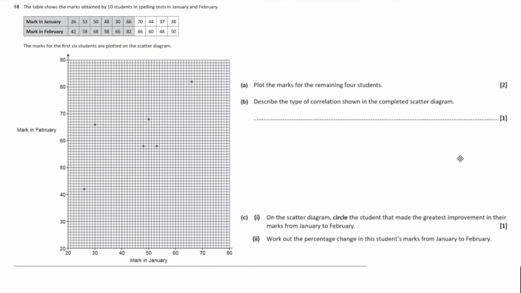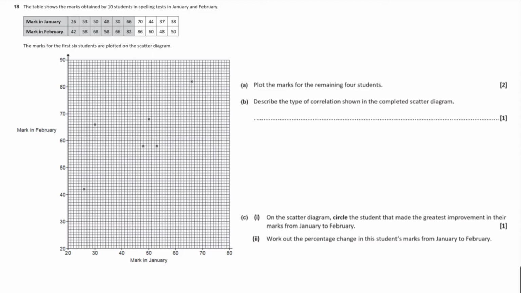The table shows the marks obtained by 10 students in spelling tests in January and February. And we've got various students and their scores in the table there. And then the marks of the first 6 students are plotted on the scatter graph. And part A says plot the marks for the remaining 4 students. Okay, so the shaded ones are already on the diagram. We need to add those other ones on as well.